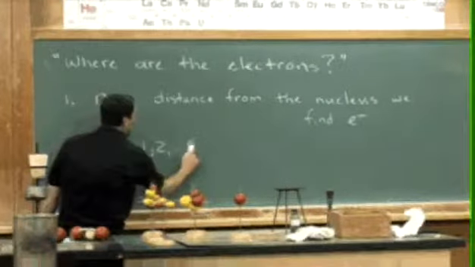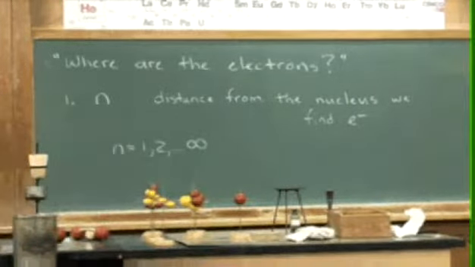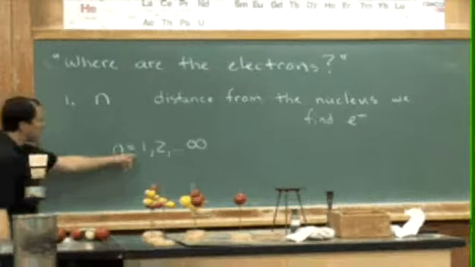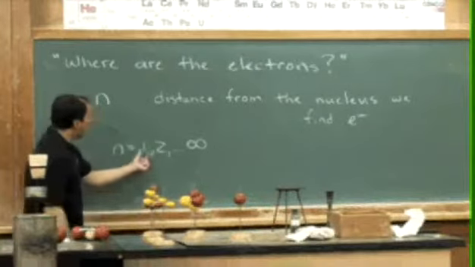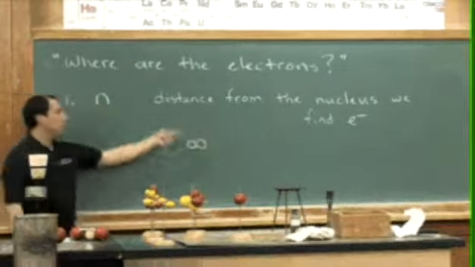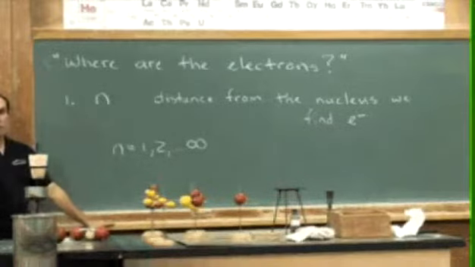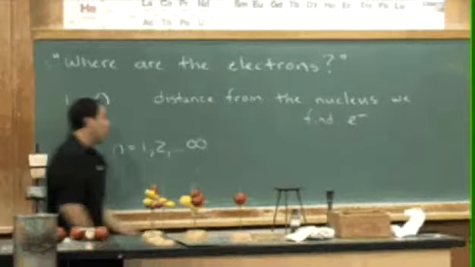So n takes on the values of whole numbers starting with 1, 1, 2, 3, 4, all the way up to infinity. So if I'm asked, can n equal 17,426? Yes, it sure can. Can n equal 3.14? Nope. Whole numbers only, starting at 1. As n increases, the distance from the nucleus we expect to find electrons increases.